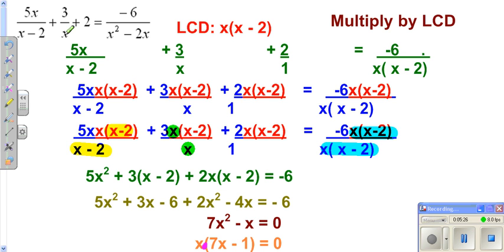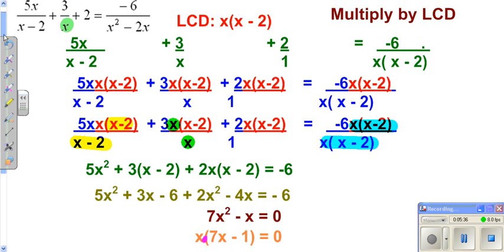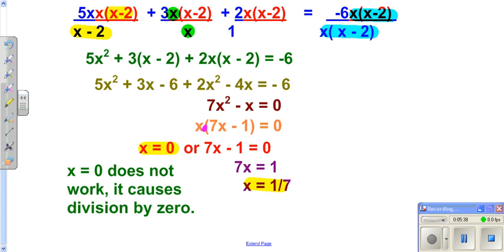When you take your 0 and plug it in here, it causes you to divide by 0, and remember, you can never divide by 0. When you try plugging in your other answer up here, it never causes any of your denominators to be 0, so that works. So your only answer is the 1/7.